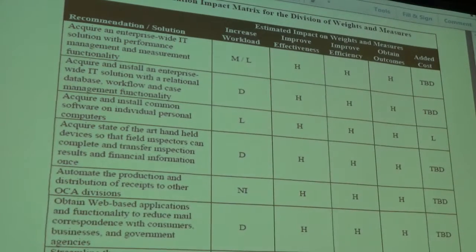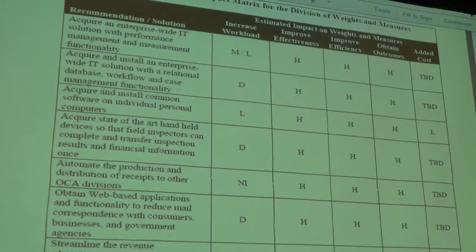And similar to what we did for the other division, for the division of weights and measures, we looked at how the recommendation, how the solution was going to impact the workload, how it was going to impact effectiveness, efficiency, and outcomes. We also examined what costs would be incurred if there were going to be additional costs. Would it be low, moderate, or we didn't know because we didn't have the information.